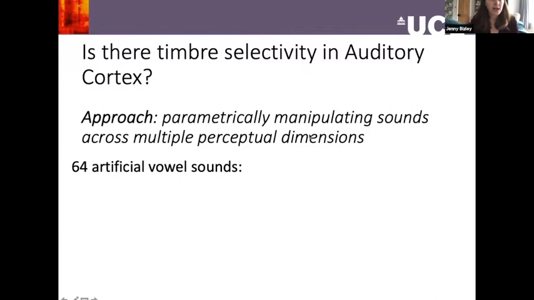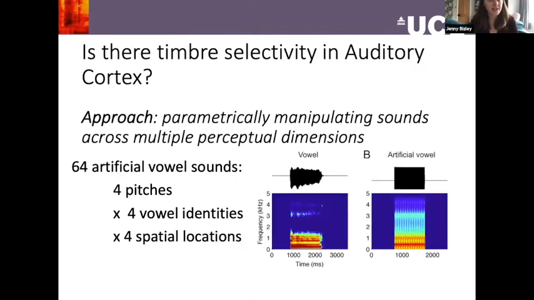So here we had a stimulus set that comprised 64 artificial vowels, which was essentially all possible combinations of 4 pitches, 4 vowel identities, and 4 spatial locations. We chose these artificial vowel sounds, shown here against a natural spoken vowel, for a variety of reasons, but mostly because we could perform these kinds of parametric changes within them.